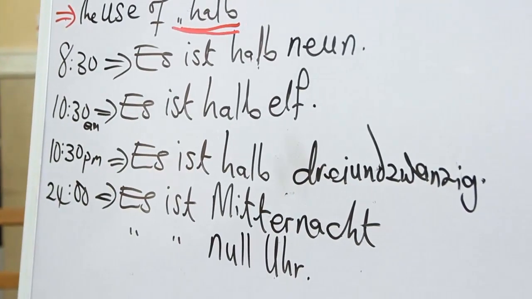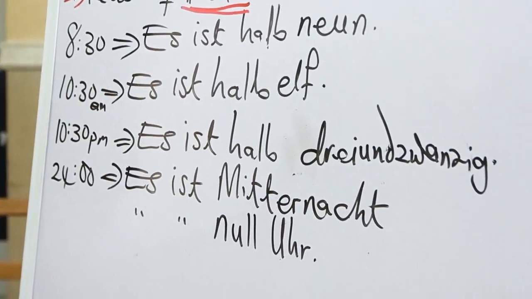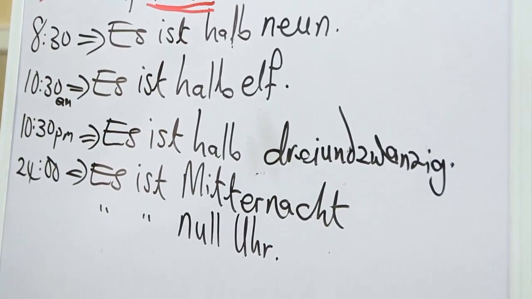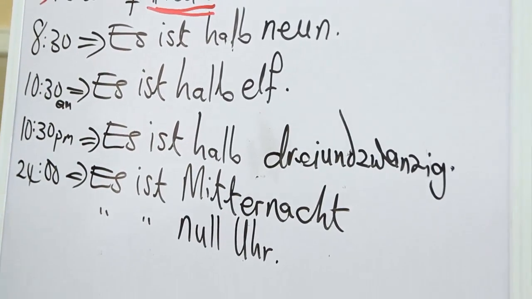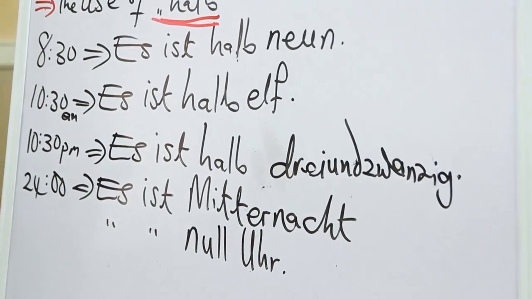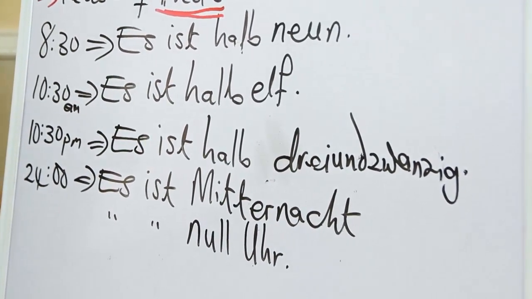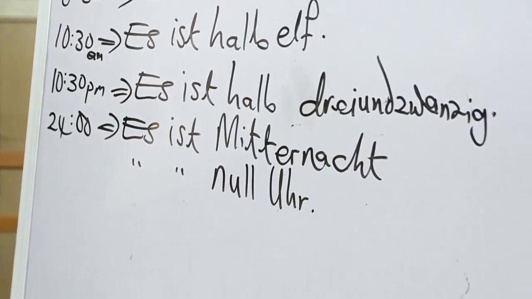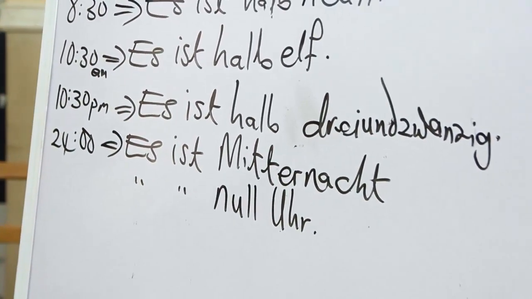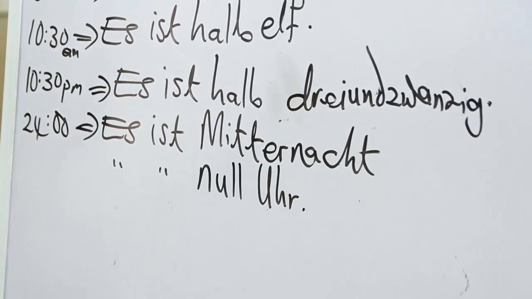Okay, I think you get it. Es ist halb 23. And then the last one, the 24th hour itself, we can express in two ways. Es ist Mitternacht. Say it after me. Es ist Mitternacht. It's midnight. Or you say es ist 0 Uhr. It is 0 hour.